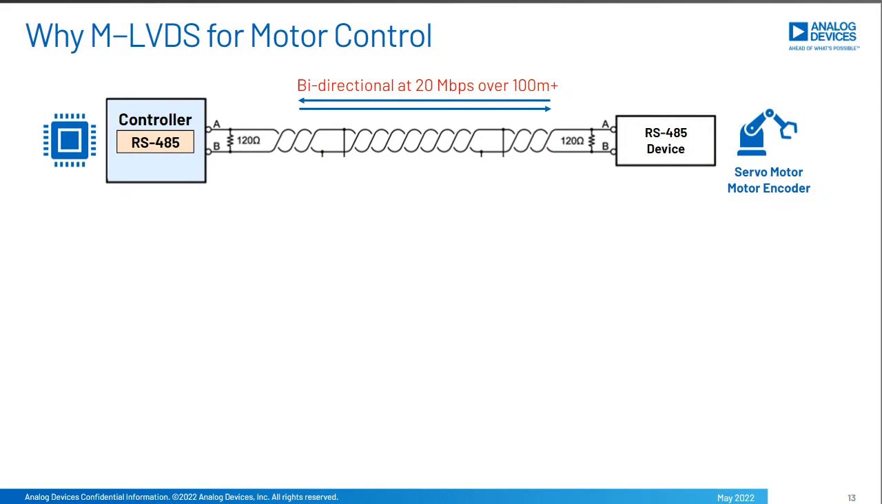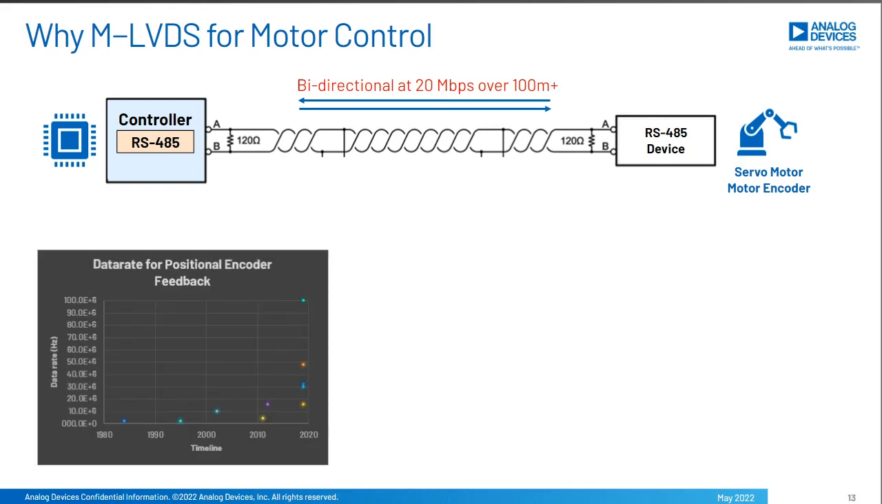So now let's look at where MLVDS can be used as an alternative to where you might be using RS-485 in your factory today. On the screen here, we've got a network between a controller and, for example, a servo motor, which has a positional encoder sending feedback on the position of the motor back to the controller. Traditionally today this is done over an RS-485 interface. The cable distance might be 100 meters, and let's say the data rate is 20 megabits per second.